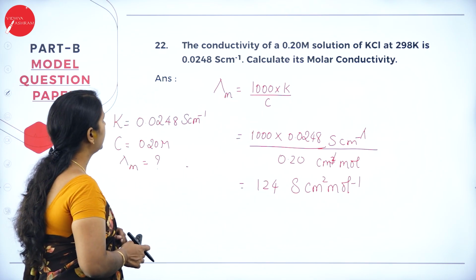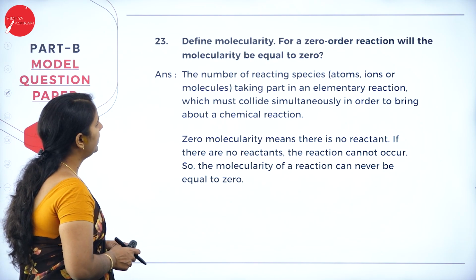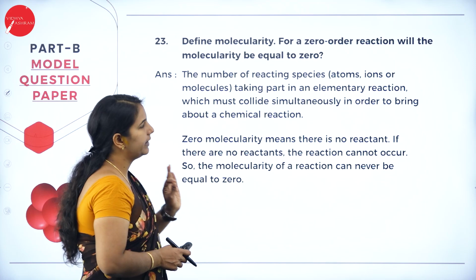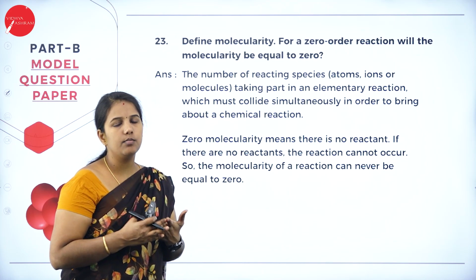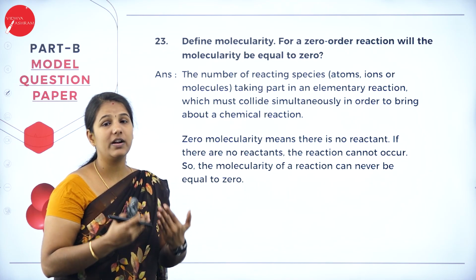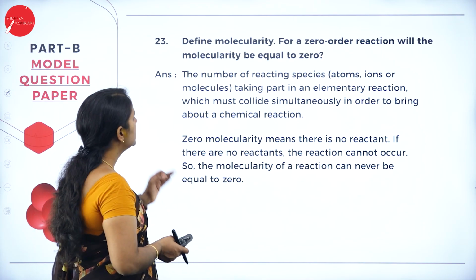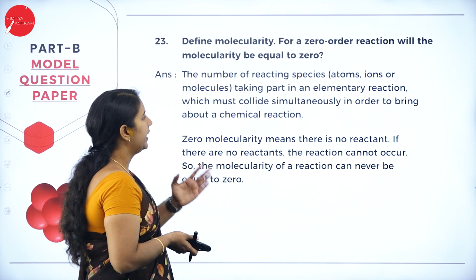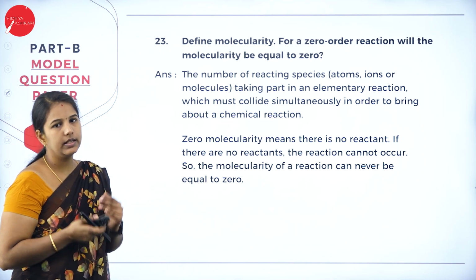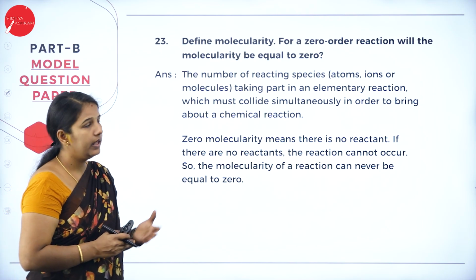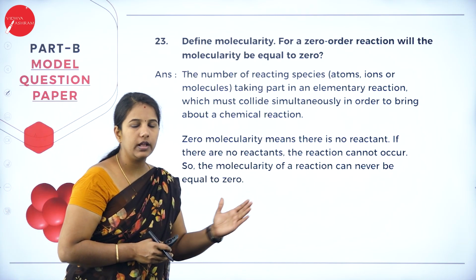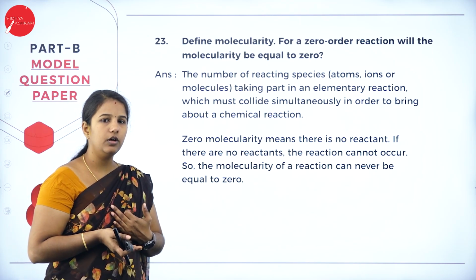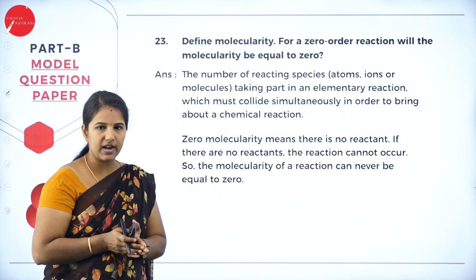Okay. Next, define the molecularity, and for a zero order reaction, what will be the molecularity? So as we know, molecularity is nothing but the number of reacting species, correct? The number of reacting species, it may be atoms or ions or molecules taking part in the elementary reaction, that is said to be what? Molecularity. And remember, they are asking the molecularity of a zero order reaction. If I say it is the molecularity, we must consider the number of reacting species.